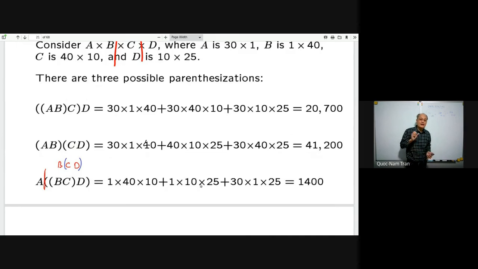So if we can find the optimal way to multiply the matrices, then the results will be produced in a much smaller number of steps. And this is what we want to do.